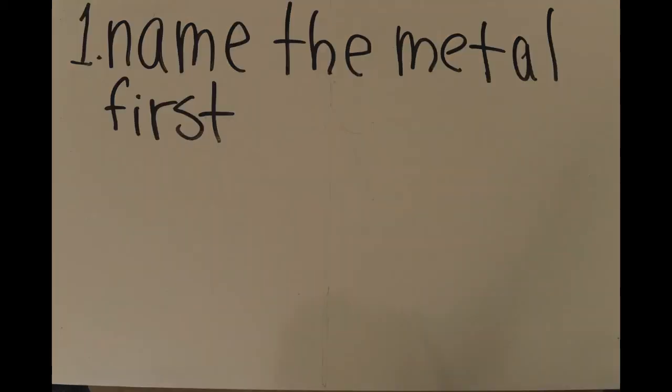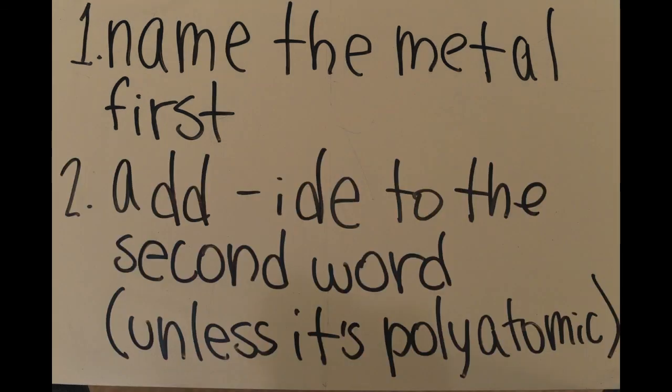In order to name ionic compounds, first you name the metal. Then you add -ide to the second word, unless it's polyatomic, in which case you don't add anything, you just leave it. Let's look at some examples.